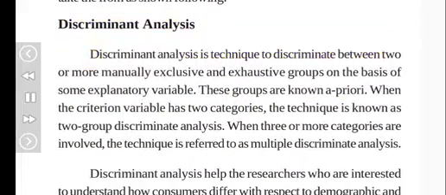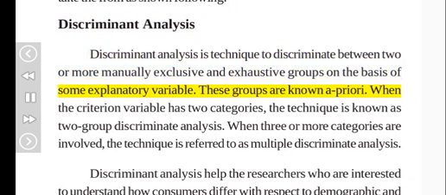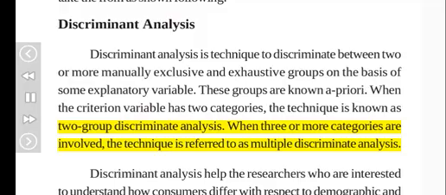Discriminant analysis. Discriminant analysis is a technique to discriminate between two or more mutually exclusive and exhaustive groups on the basis of some explanatory variables. These groups are known a priori. When the criterion variable has two categories, the technique is known as two-group discriminant analysis. When three or more categories are involved, the technique is referred to as multiple discriminant analysis.